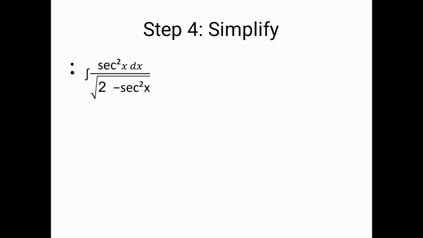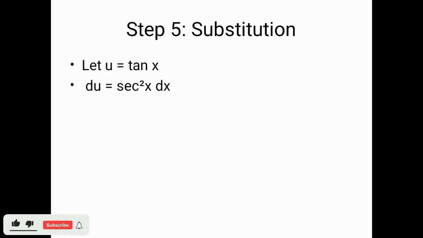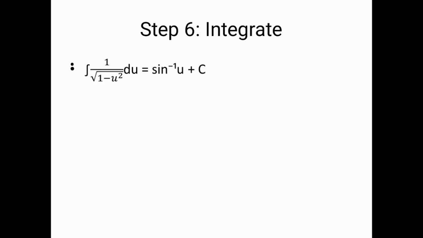After replacing the expression of cos 2x here, we'll make the integral of sec square x dx over the square root of 2 minus sec square x. Then let's take u equal to tan x. By differentiating on both sides, this implies that du will be equal to sec square x dx. Then step 6 is integrate. This simply means that we will have the integral of 1 over the square root of 1 minus u squared du, which is equal to sine inverse of u plus c. This relation is derived from the principle that integration is the reverse of differentiation. This is the final answer we get.